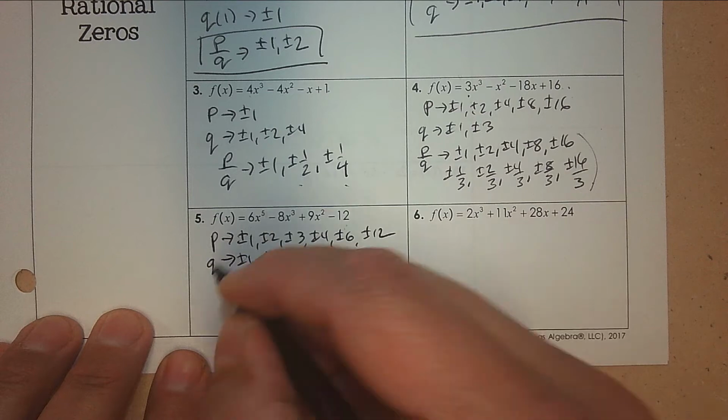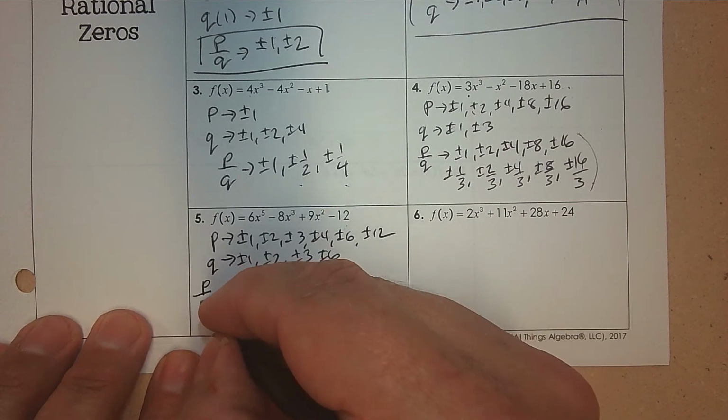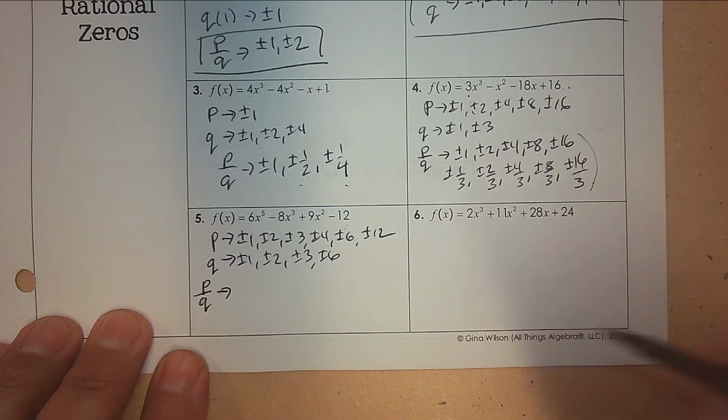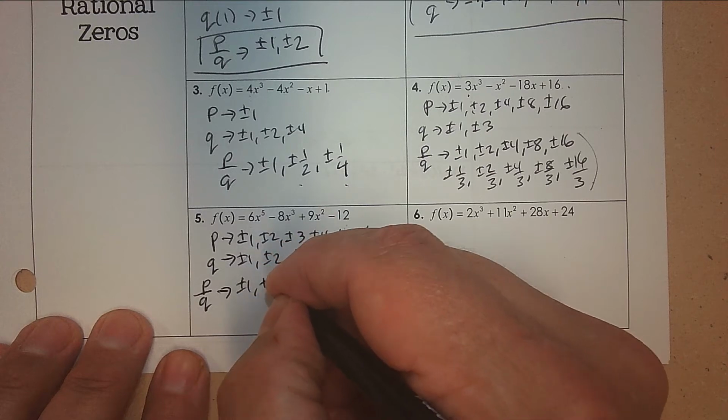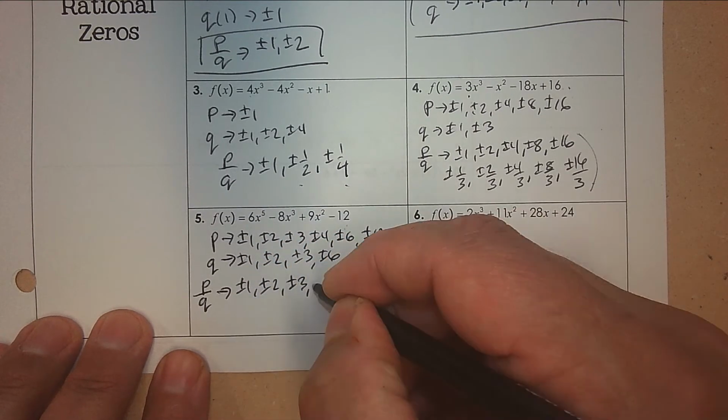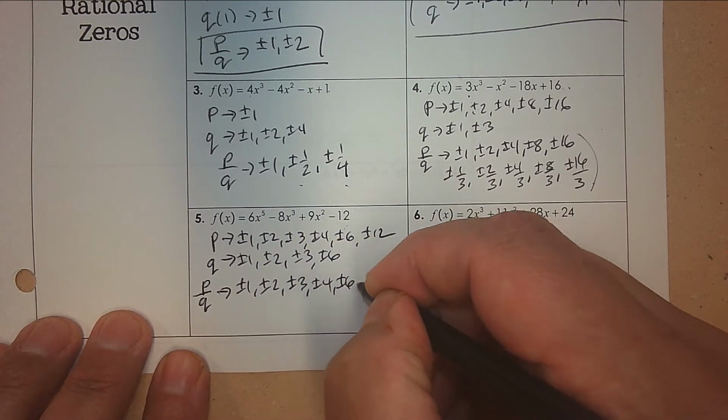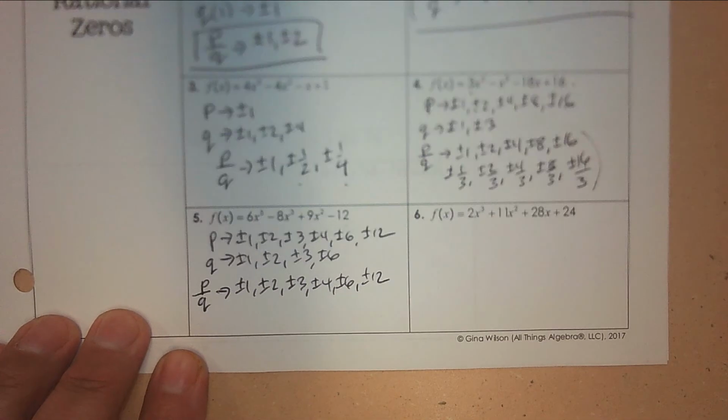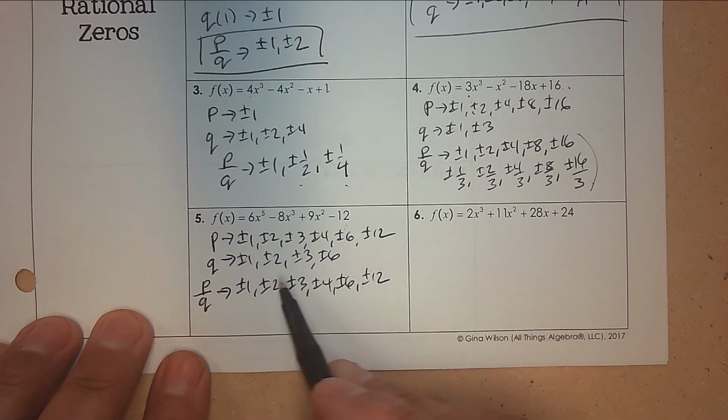Then it's all combinations. Again, this will be a long list, so it'll be 2 rows. 1 divided by 1, 2 divided by 1, 3 divided by 1, 4 divided by 1, 6 divided by 1, 12 divided by 1. Then I do the same thing and divide by 2. Now, if a number repeats, I don't put it on again.